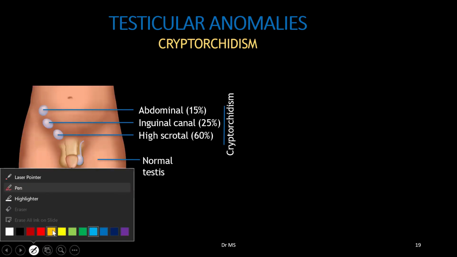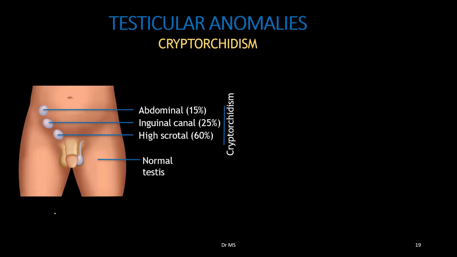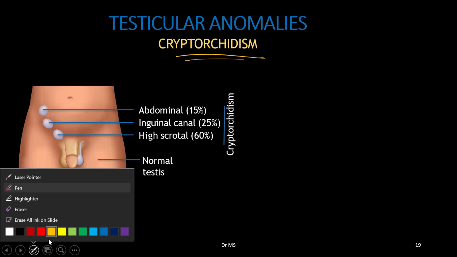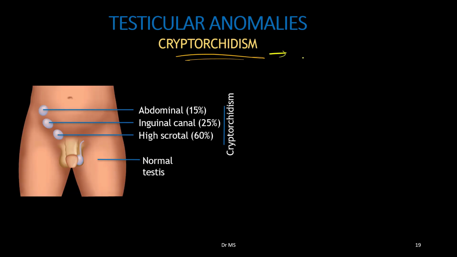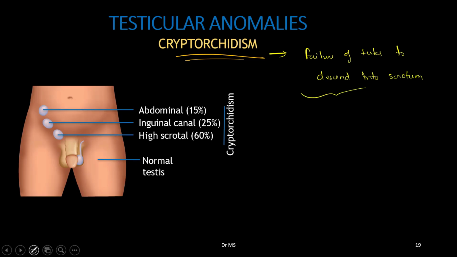Sometimes it may fail to descend into the scrotum, and that we call cryptorchidism. Remember, so what is cryptorchidism? Failure of the testes to descend into the scrotum. And why can this failure happen? Due to deficiency of testosterone.